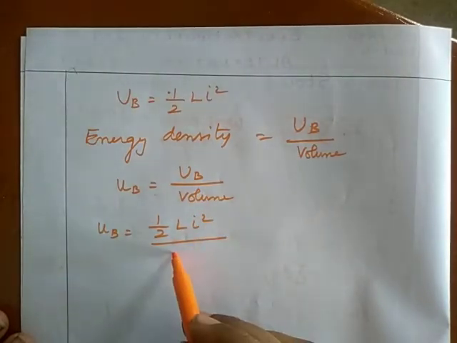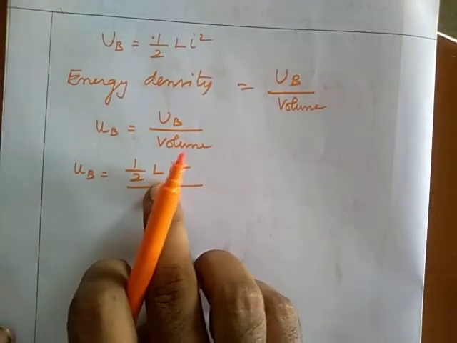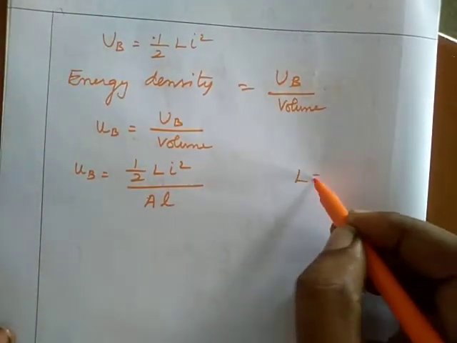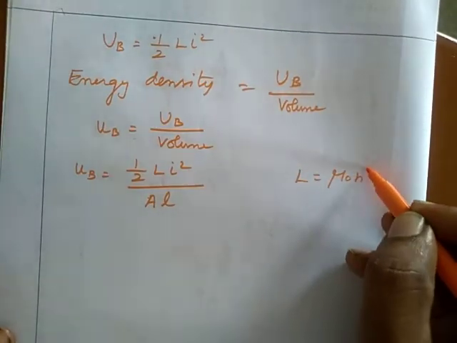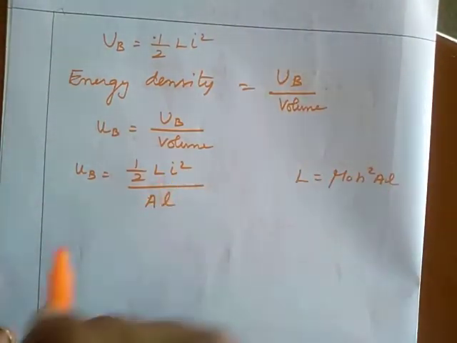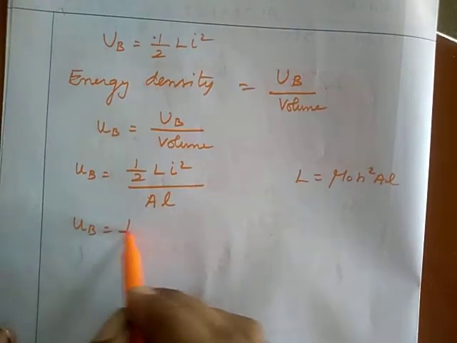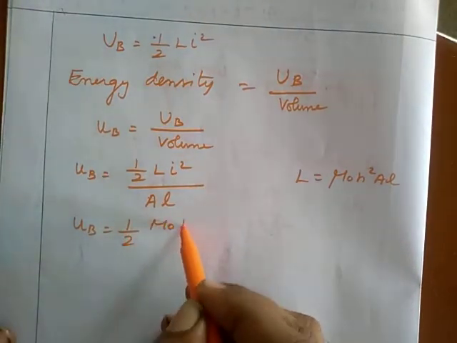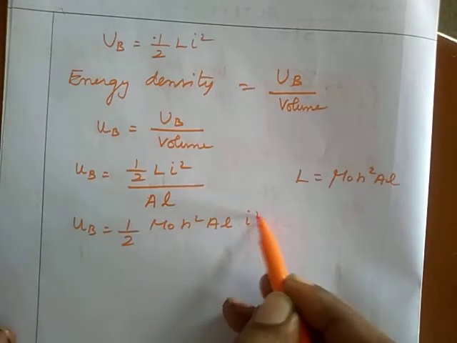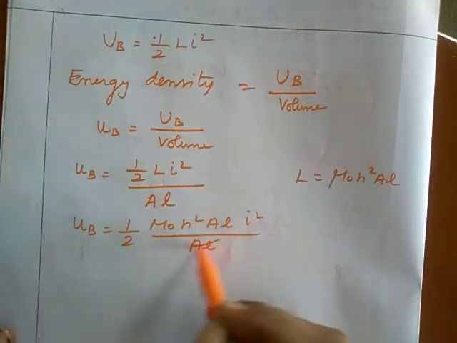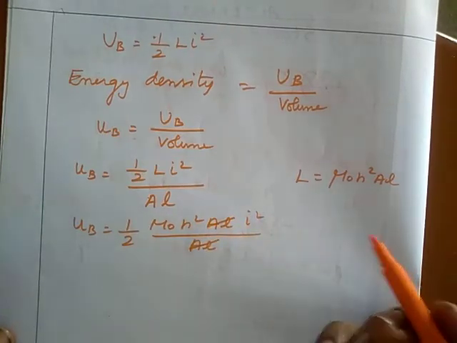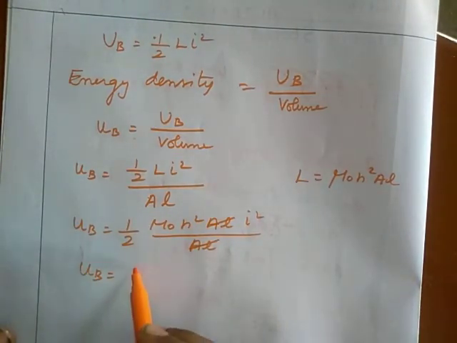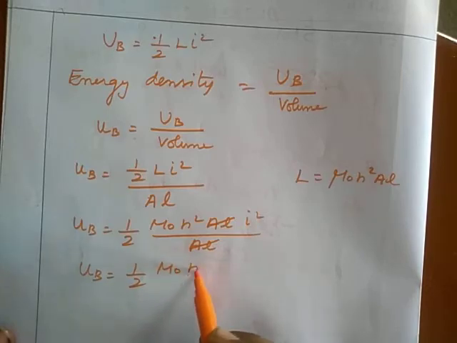What is the formula for volume? Area into length. Area of the solenoid is A and length of solenoid is l. We know very well L is the inductance, and L is equal to mu naught N square A l. Substitute in this expression. Then u_B is equal to 1 by 2 mu naught N square A l I square by A into l. Here A into l cancel. Then we get u_B is equal to 1 by 2 mu naught N square I square. This expression I get.